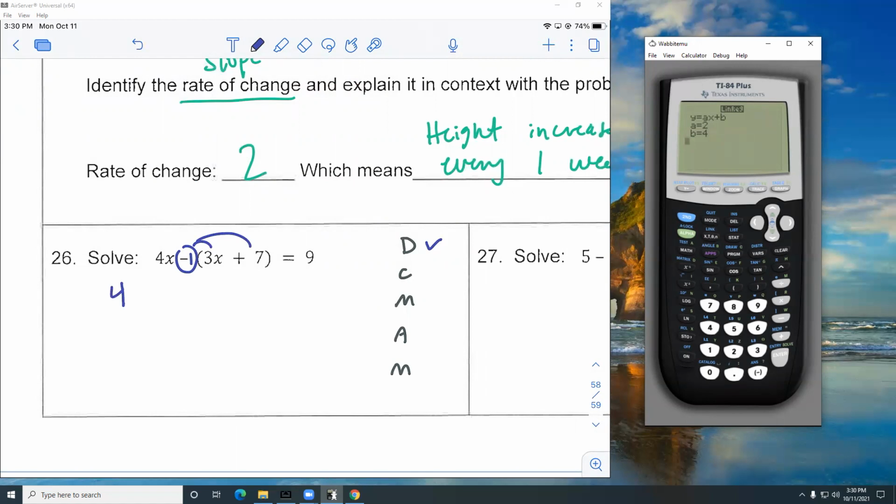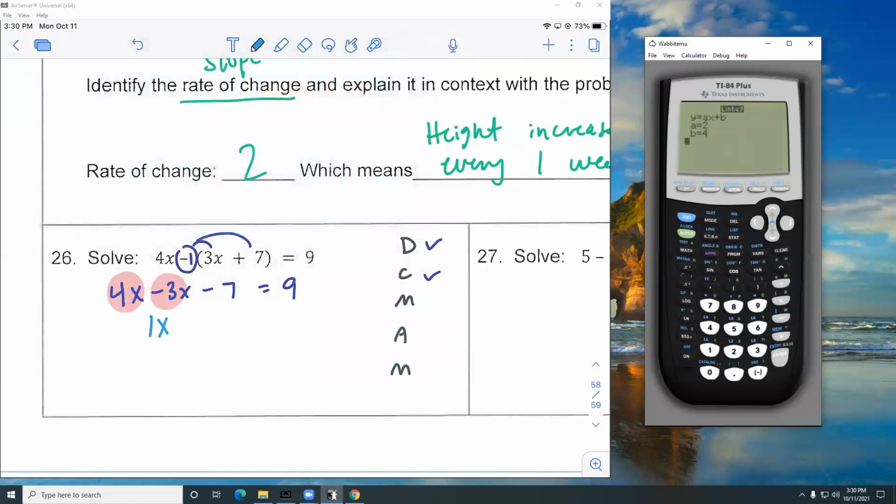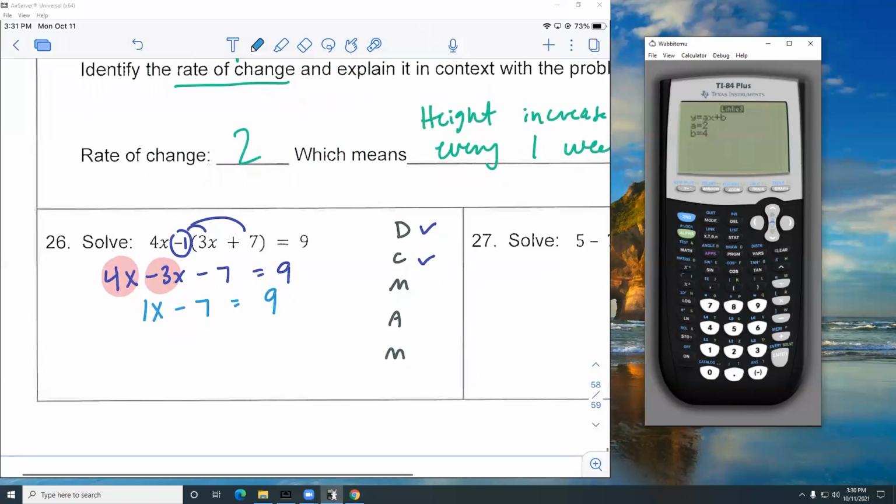So that's going to be 4x, now minus 3x minus 7 equals 9. I see some like terms to combine because I have a 4x and a minus 3x. 4x minus 3x is going to get me 1x. And that's 1x minus 7 equals 9.